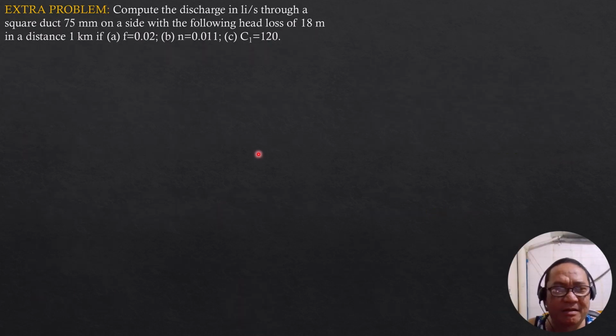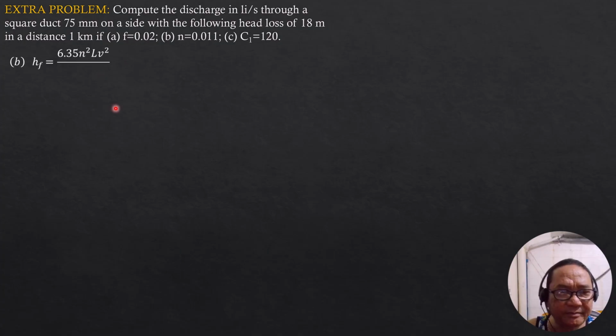So for part B, Manning's n is 0.011, so we can use the formula hf equals 6.35 n squared L v squared divided by diameter to the 4/3, or hydraulic diameter to the 4/3. We can use this instead of v equals 1 over n times hydraulic radius raised to 2/3 times slope to the 1/2. We can also use that. The result is the same as this one.